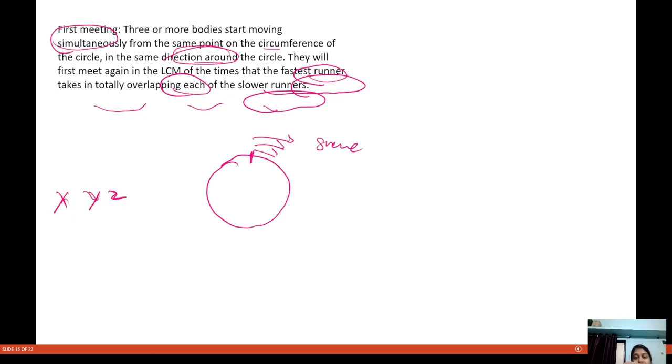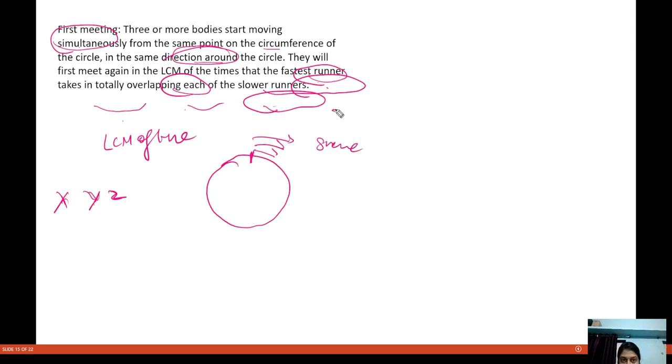Now it is asking when will all of them meet. They are not asking when will two of them meet. For two of them meeting, it is very simple: you equate the time, you know the speed, you can calculate it very easily. But if we have to find when three or more bodies will meet, what you have to find is that they will first meet again at the LCM of the times that the fastest runner takes in totally overlapping each of the slower runners.